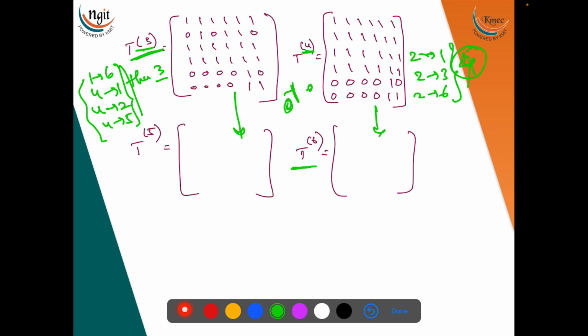Now, this matrix I am updating with 6 vertices, that means 1, 2, 3, 4, 5, 6. The transitive closure finally with all the vertices is this.